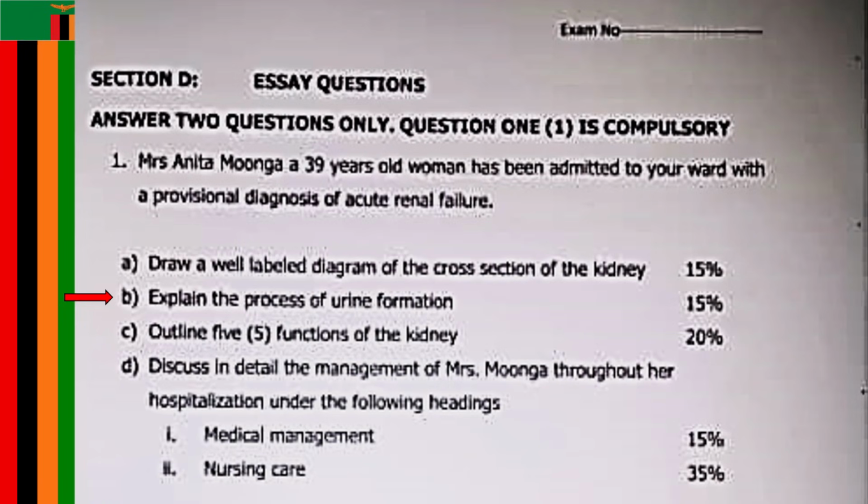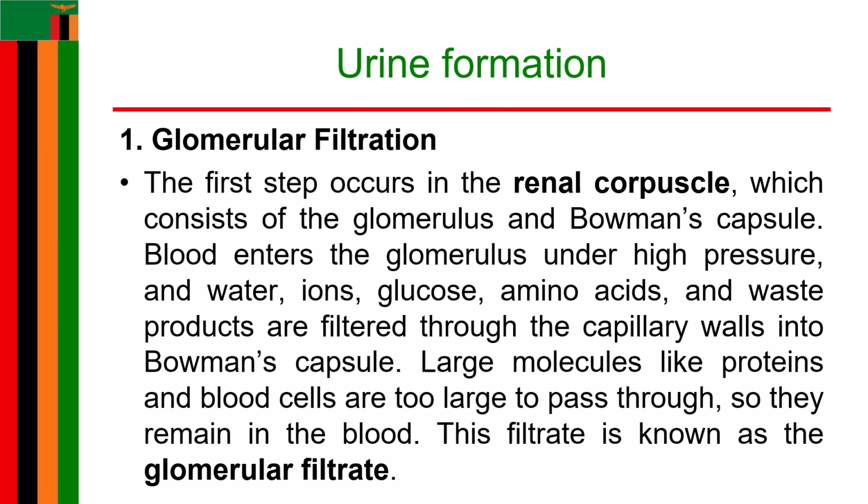Then question B was saying explain the process of urine formation. So we'll go straight to explain the process of urine formation. When we talk about the process of urine formation, it occurs according to the 4 phases. And remember, the urine is filtered in the nephrons, because the nephrons are the functional unit of the kidneys. So the first step in urine formation is known as glomerular filtration. When we talk about glomerular filtration, this is happening in the renal corpuscles.